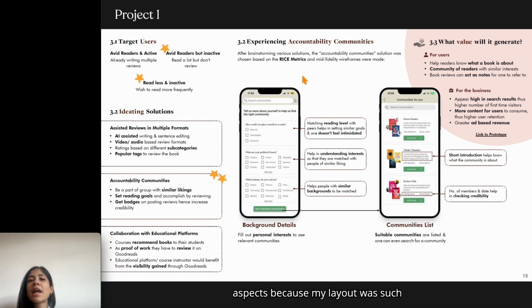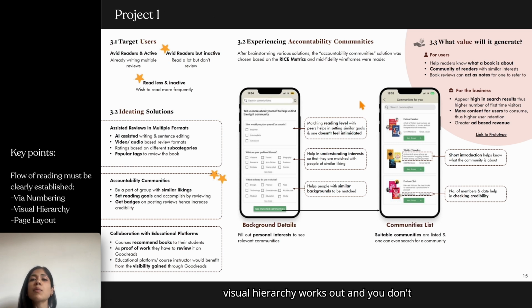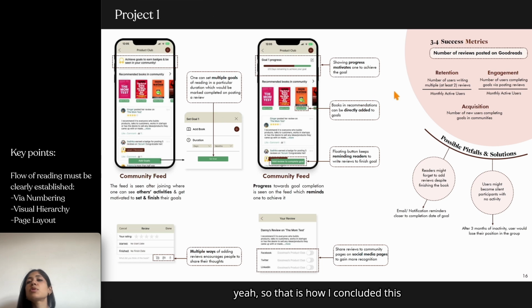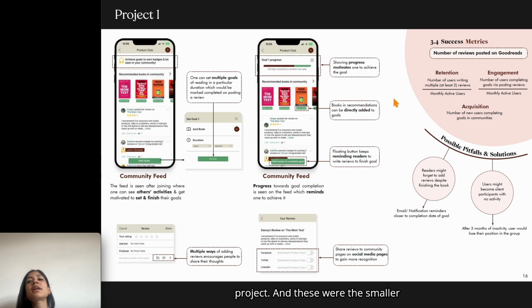So these smaller aspects, because my layout was such, were crucial so that they follow the reading order which I want them to follow. However, in your case, this could look very different. Sometimes only the visual hierarchy works out, and you don't have to add these aspects to it. But for the layout and the kind of visual language that I was following, these kind of things really made a difference. So that is how I concluded this project, and these were the smaller aspects that I was mindful of. Now let's get into the next project.